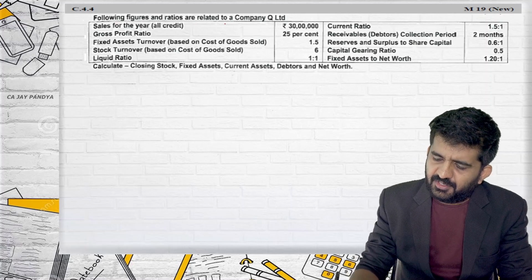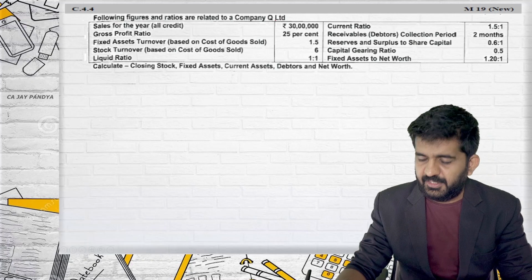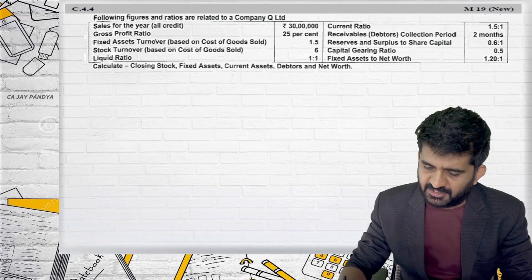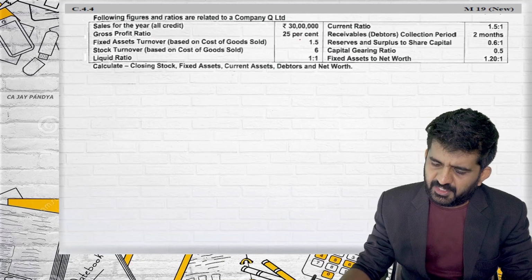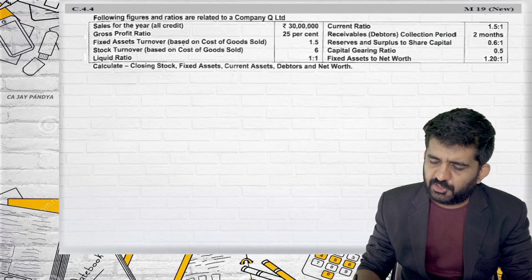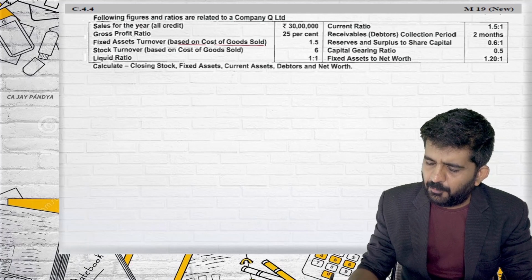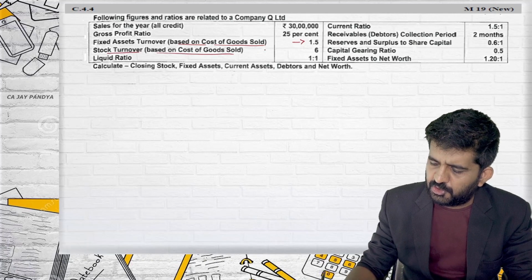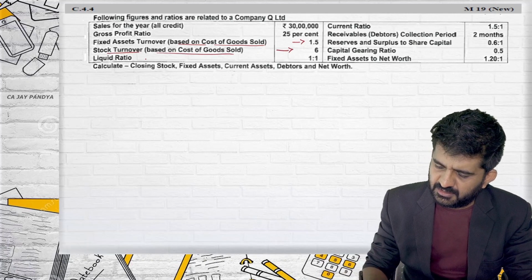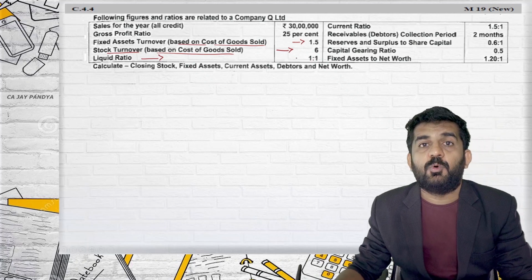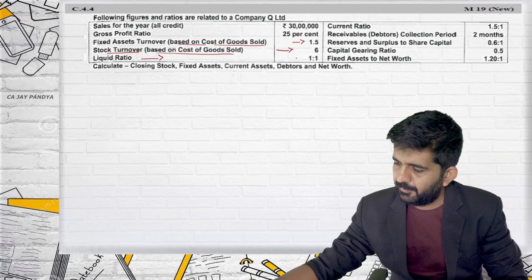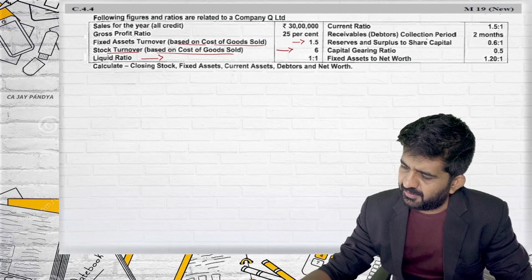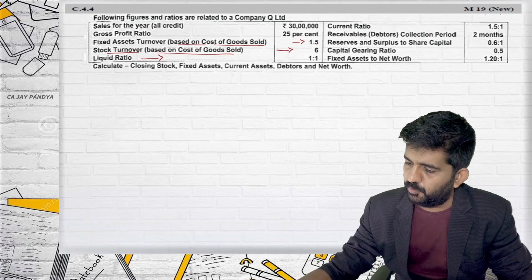Following figures and ratios are related to Company Q Limited. Sales for the year all are on credit, so there are no cash sales. GP ratio is 25%. Fixed asset turnover ratio based upon cost of goods sold is 1.5. Stock turnover ratio based upon COGS is 6. Liquid ratio is 1:1, which is nothing but 1. Current ratio is 1.5:1. Receivable debtors collection period is 2 months.